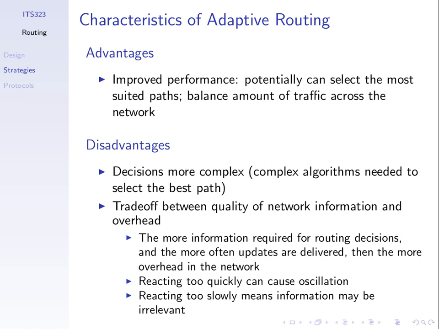So we want to minimise the overhead by not sending so much and not sending to so many nodes, but we'd like to maximize the quality of the information by sending more and sending more often. So there's a trade-off we have to make there. In most practical networks today, adaptive routing is used. Only in small fixed or stable networks is fixed routing appropriate.